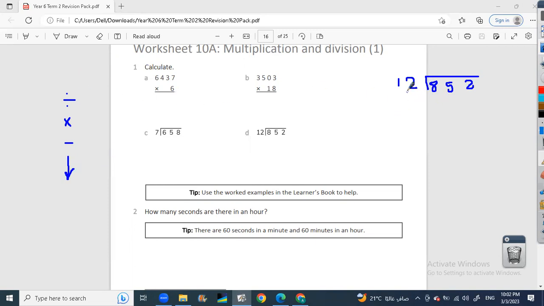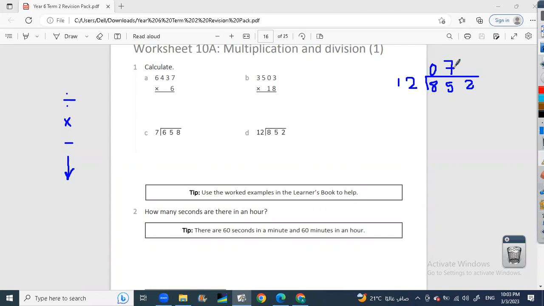All right. How many 12s are in 8? Or what is 8 divided by 12? How many 12s are in 8? Zero 12s. Now, how many 12s are in 85? You're going to find that the closest number to 85 in the 12 times table is 84, which is 7 times 12. That all depends on how well you know your times table.